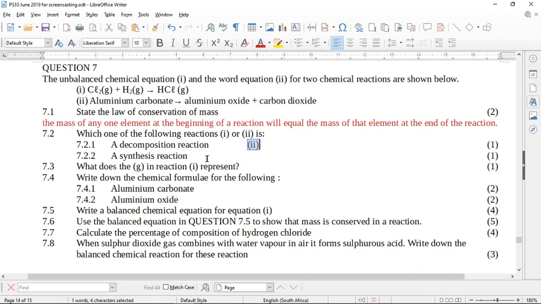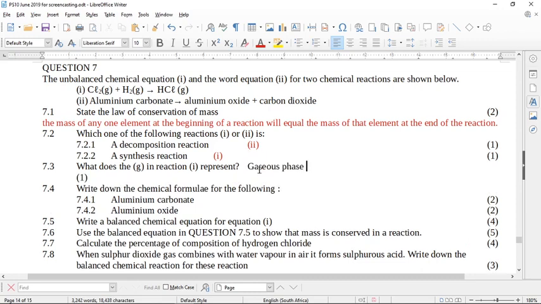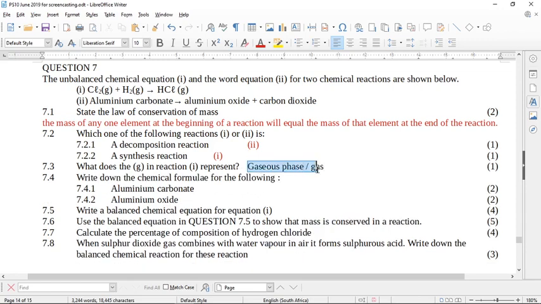And this means that number 1 is a synthesis reaction because we took two simple things and made them into something more complicated. Chlorine is simple, hydrogen is simple, hydrogen chloride is complicated because it's got two different kinds of atoms. What does the G in reaction 1 represent? It means something in the gaseous phase. So I would accept gaseous phase, gas. Either of those two will work.